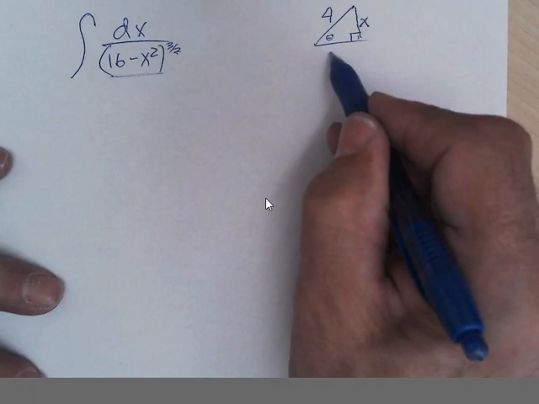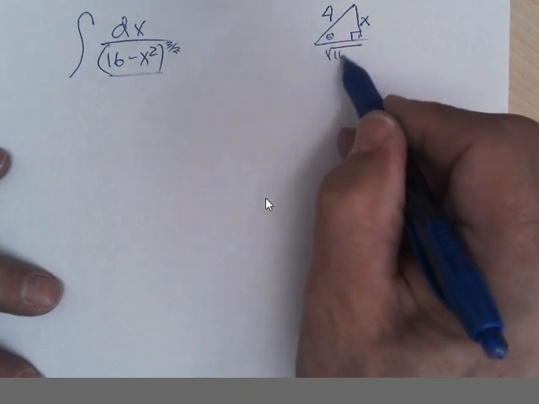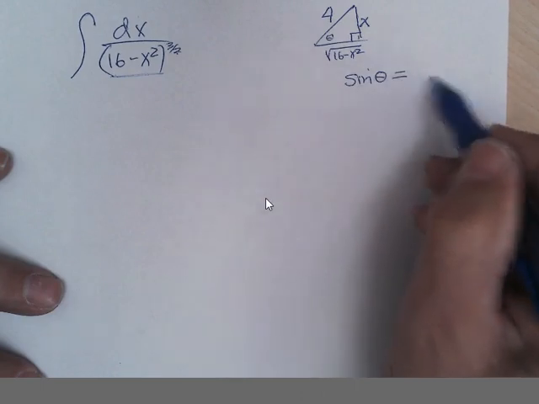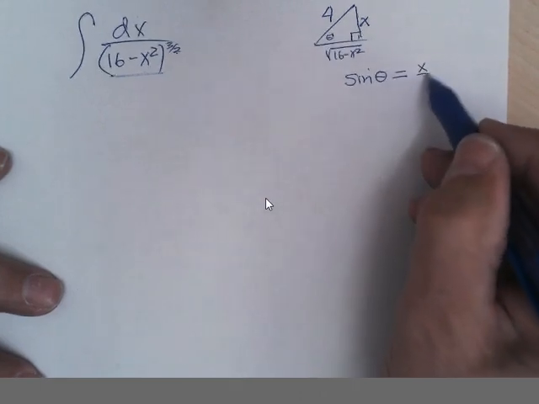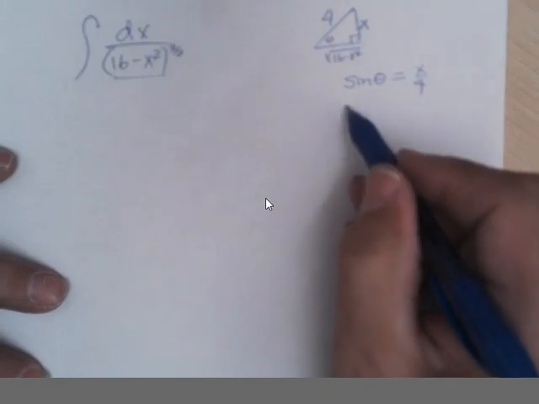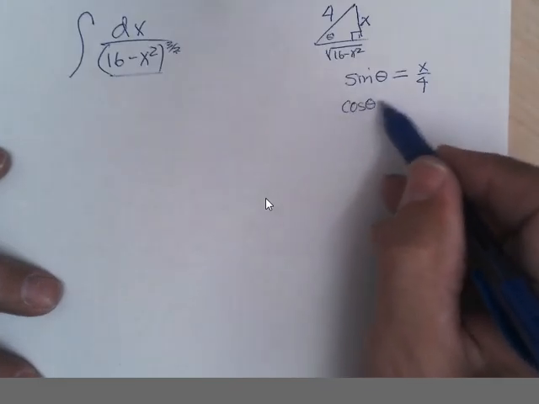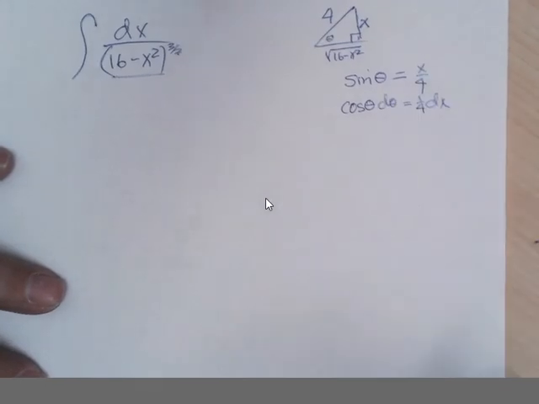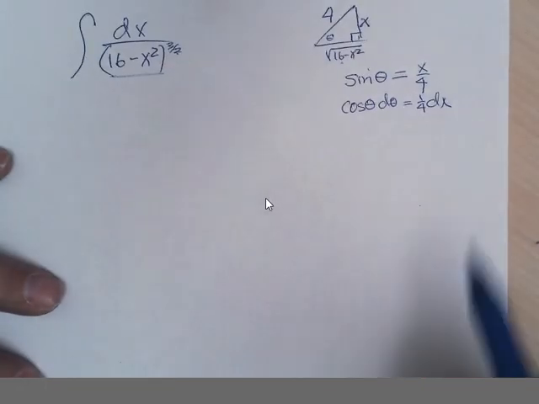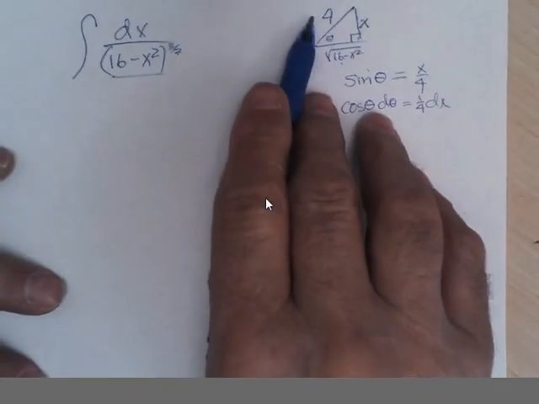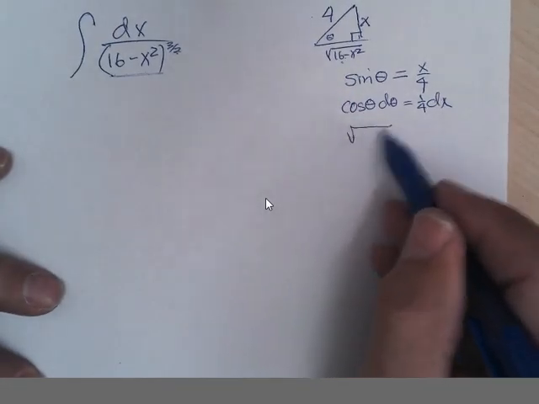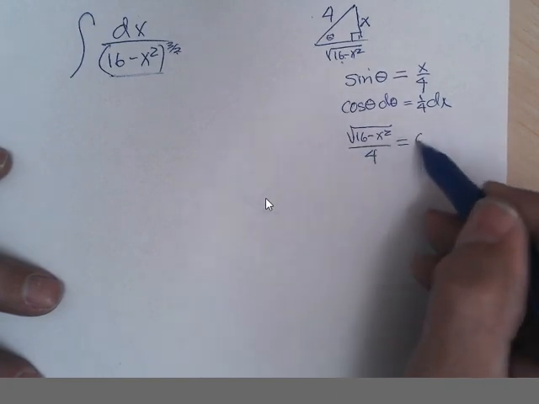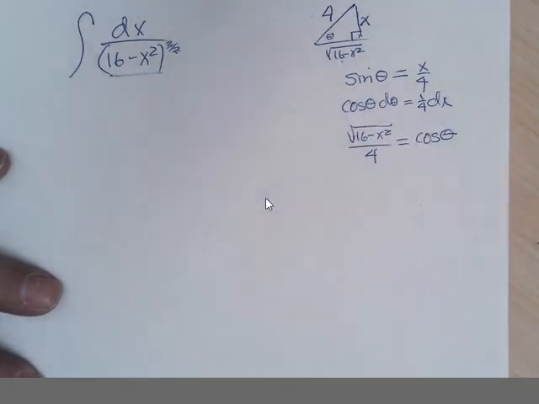And this is looking real familiar. It's looking like a sine substitution. This is going to be the square root of 16 minus x squared. The sine of theta is going to be x over 4. The derivative is going to be cosine theta d theta equals 1/4 dx. We want something for the mess. The mess over 4 is going to be the cosine. Square root of 16 minus x squared over 4 is the cosine of theta. And I'm set up now to do my sub.